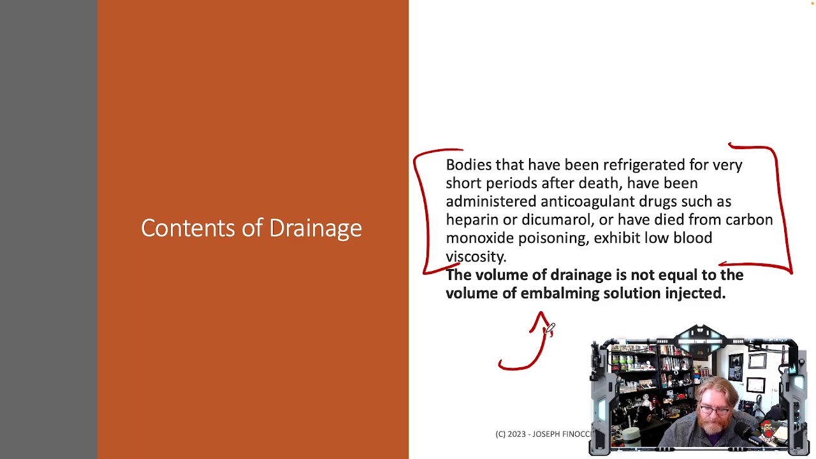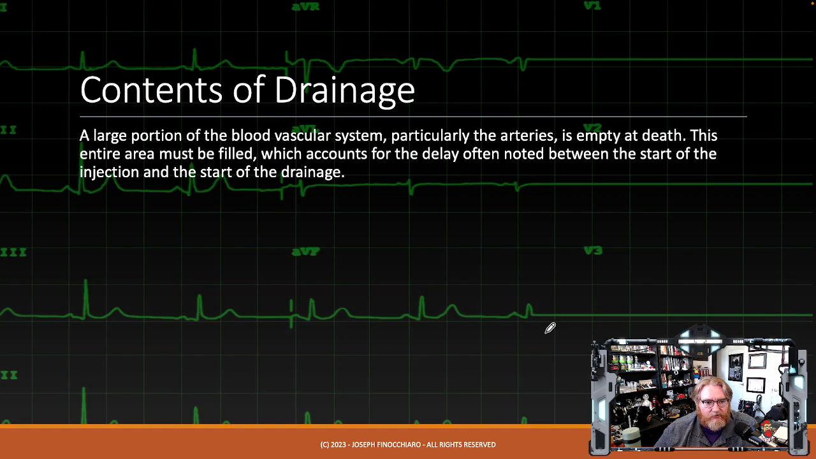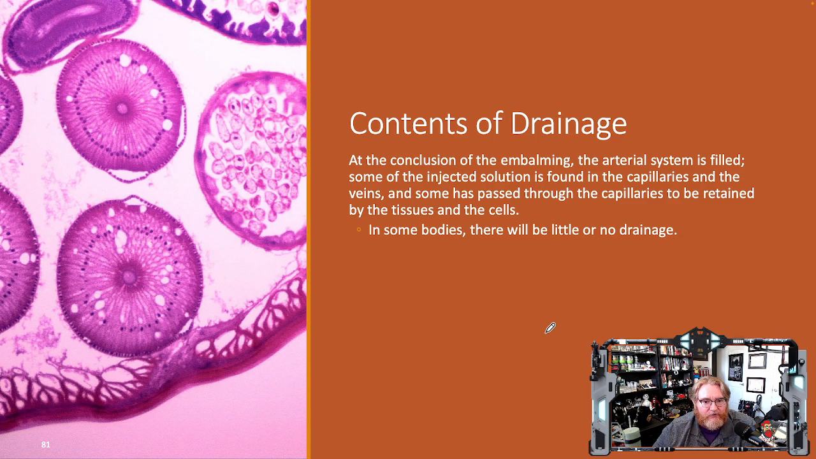The volume of drainage is not equal to the volume of embalming solution injected. A large portion of the blood vascular system, particularly the arteries, is empty at death. This area must be filled, which accounts for the delay often noted between the start of injection and the start of drainage. At the conclusion of embalming, the arterial system is filled. Some of the injected solution is found in the capillaries and the veins, and some is passed through the capillaries to be retained by the tissues and the cells.